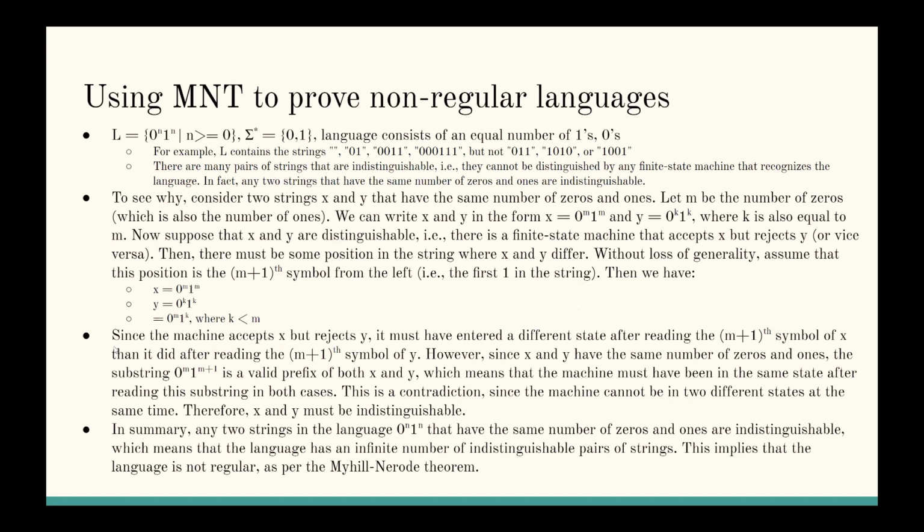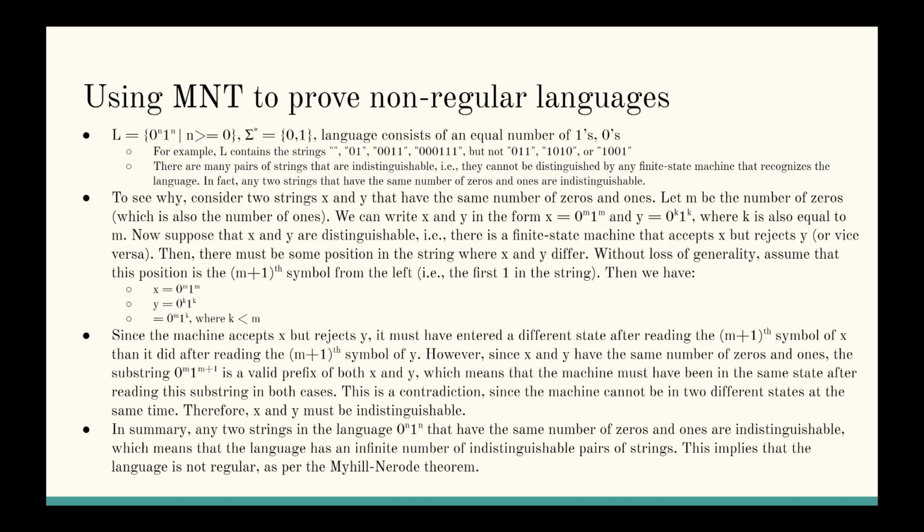So now let's prove non-regular languages using the MNT. Let's define language L as 0^n 1^n, with the restriction that n is greater than 0, in the same alphabet. As you can see from the examples, we know that some strings will not be in the set L, and to further elaborate, we have to consider two strings x and y with the same number of zeros and ones. So let m be the number of zeros, and we can write x in the form 0^m 1^m and y as 0^k 1^k, where k is also equal to m.